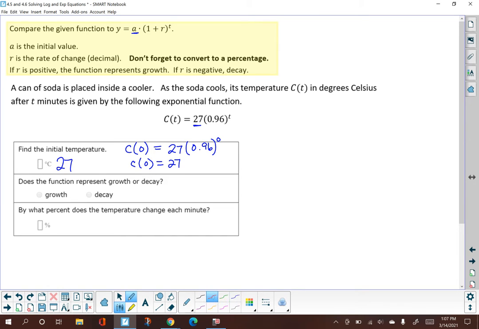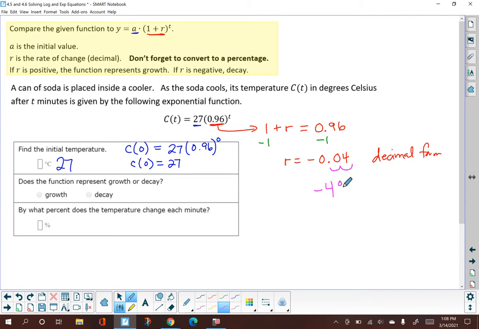Okay, so now we're going to compare the base. So the base of this type of exponential function is 1 plus the rate, and here we have that that's 0.96. So 1 plus the rate is 0.96. If you have a hard time doing that in your head, or if you just like to be careful, we are just subtracting 1 to figure out what r is, and we get negative 0.04. Now that is in decimal form, and we need to report our answer in percentage form. So this would be negative 4%.